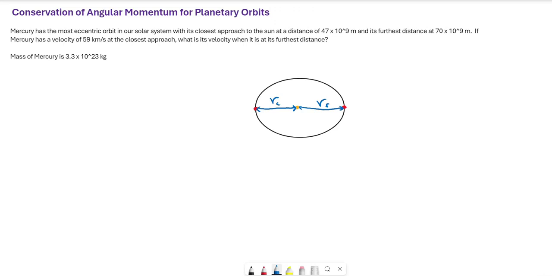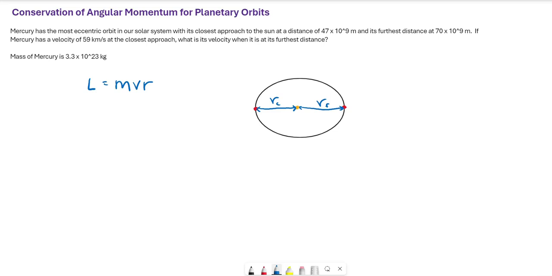According to Kepler's second law, the velocity at these different points is going to vary as well. But our total angular momentum will stay the same. Angular momentum is given by the mass. The mass is the same at any point in the orbit. It's just the mass of Mercury, times the velocity, and then times the radius, or the distance to the sun in this case.